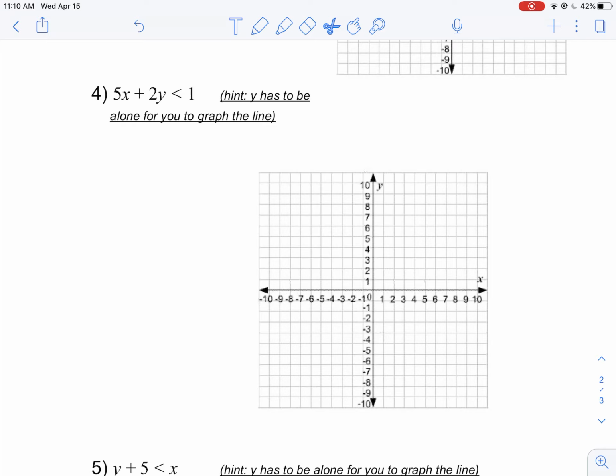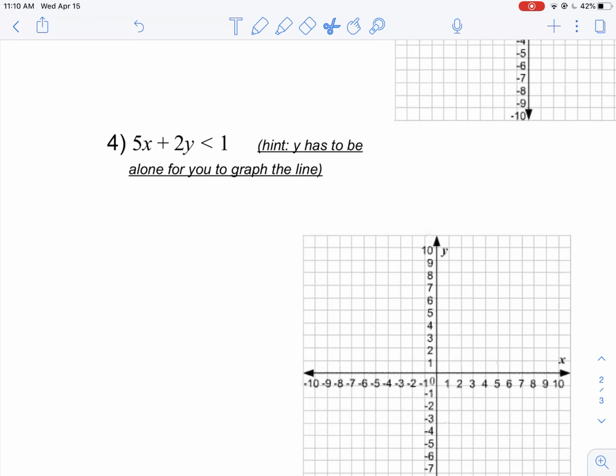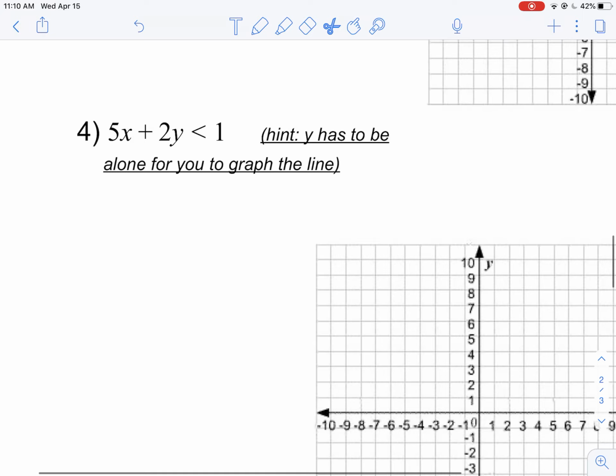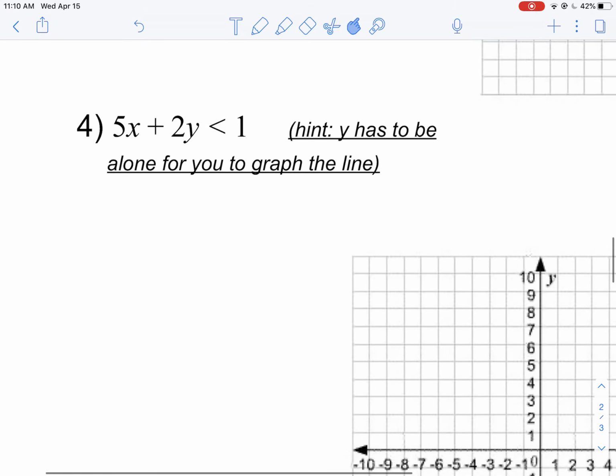All right, so we're looking at graphing linear inequalities when you have x and y on the same side. And we don't want that, so we're going to walk through how you can solve one of these. So we're looking at number 4 in the worksheet I gave you. You notice that we have x and y on the same side here, they're both on the left. I even give you a hint. Y has to be alone for you to graph the line. So if you try to graph the line as it is without doing anything to your inequality here, you're already off on the wrong foot.